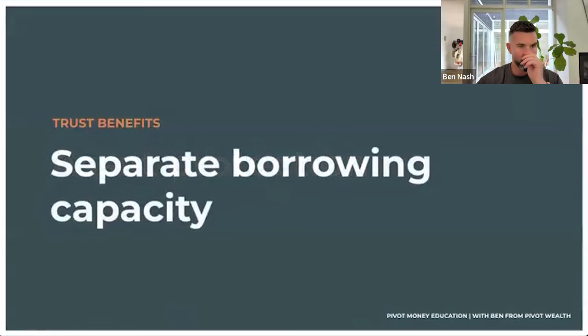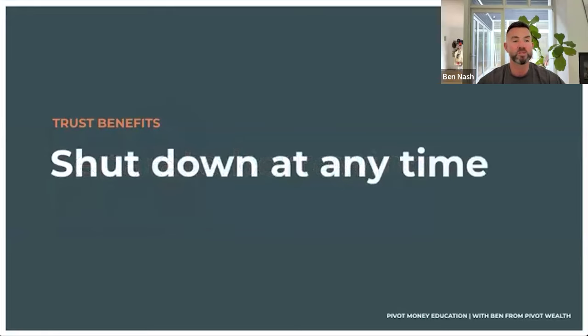Also, these entities will often get separate borrowing capacities. I'm going to talk a bit more about this in the next section, but you can potentially look to recycle your borrowing capacity using entities. There's a bit of this in the spotlight at the moment. Some of it good, some of it not so good. But there is a benefit there as well. And the beauty with any of these sort of structures is that you can shut them down at any time if you're not getting the benefits out of it.